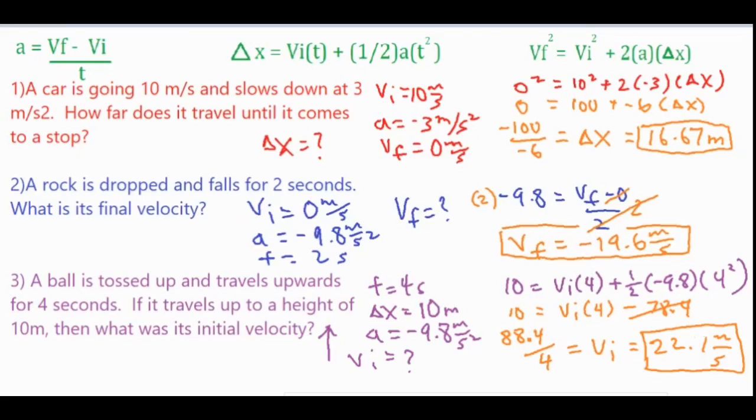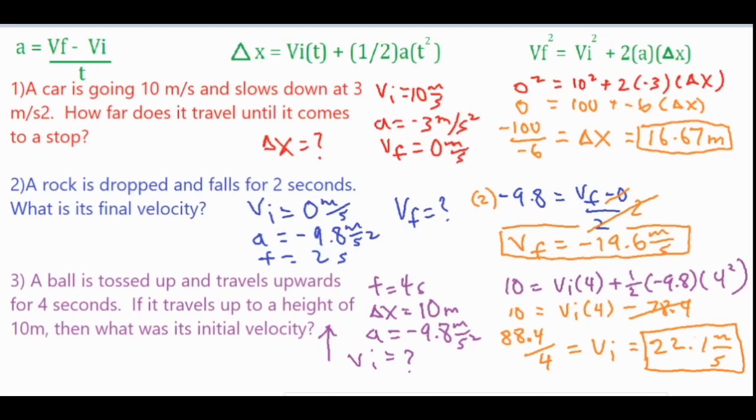So I plugged in all our numbers, and we got 10 equals VI times 4 plus 1/2 times negative 9.8 times 4 squared. So I took the product of all these three, and I got negative 78.4, which I added to both sides. Once I added the 78.4 to the 10, I got 88.4 meters. And then I divided both sides by that 4 seconds to get a velocity in meters per second. So then I got 22.1 meters per second, which comes out positive because the VI is an upward velocity.